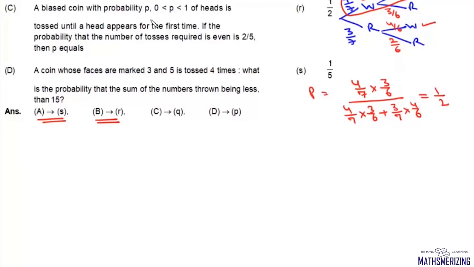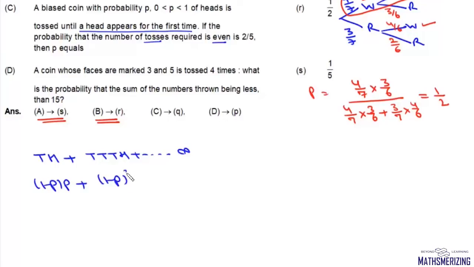Now it says, a biased coin with probability P is tossed until a head appears for the first time. If the probability that the number of tosses required is even is 2/5, then the value of P is. Now if it is an even number of tosses, then it will be tail heads, or it will be tail tail tail heads, and this sequence will continue up to infinity, which is an infinite GP. So this series will be (1 minus P) into P, (1 minus P)³ into P up to infinity, and this is (1 minus P) into P upon 1 minus (1 minus P) whole square.